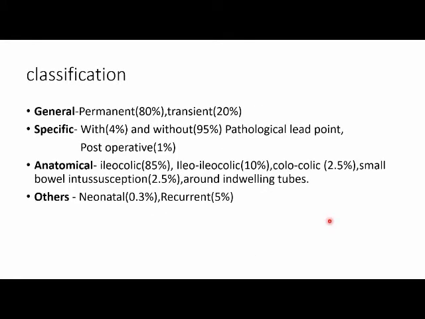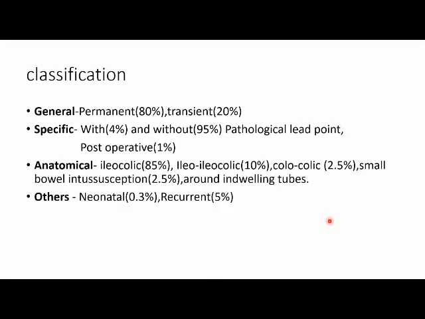Coming to the classification, it is basically classified into general, specific, anatomical, and other variants. The general classification includes division into permanent and transient intussusception groups. Permanent intussusception is the most common entity, accounting for almost 80% of the cases, and transient intussusception, which involves mostly the small bowel, accounts for almost 20% of the total number of cases.